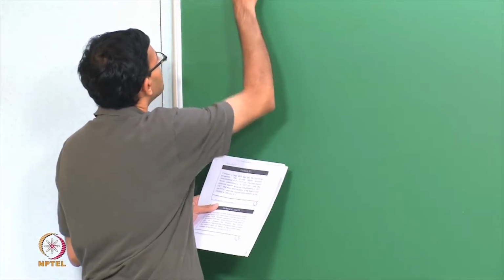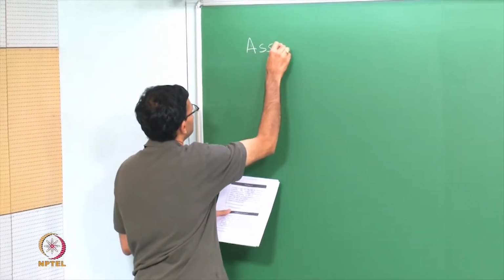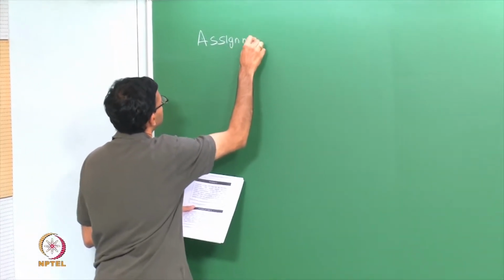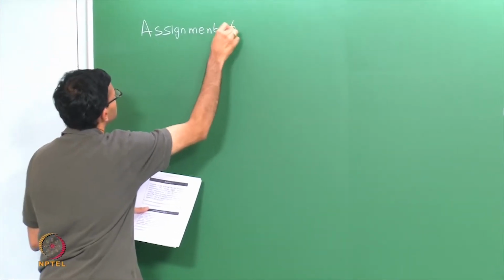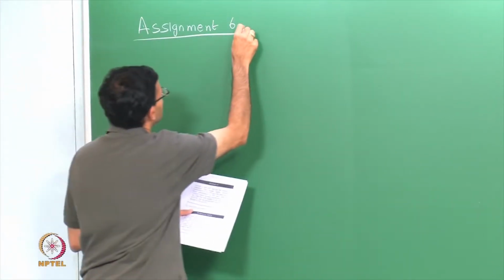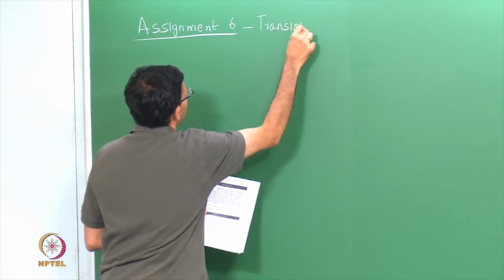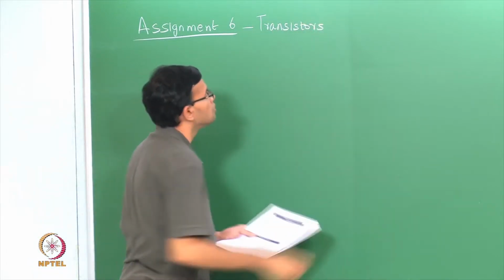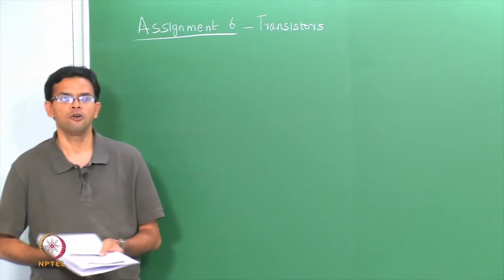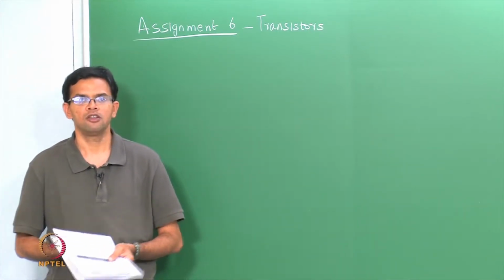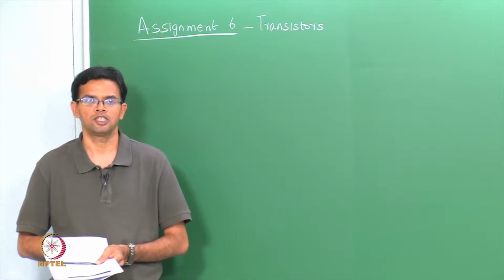In today's assignment, we are going to look at transistors. So, this is assignment number 6. We are going to look at numerical problems related to transistors. During the course of the lecture, we saw the theory behind the transistor action.